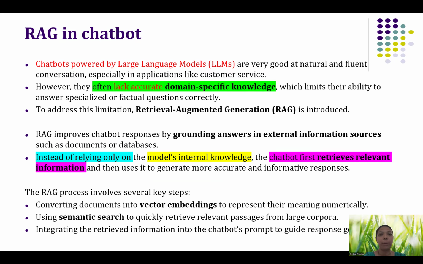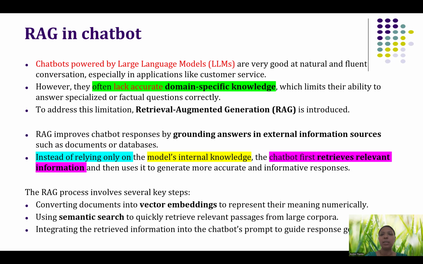A chatbot powered by an LLM is very good at natural language, but it will mostly lack domain specific knowledge. So only integrating an LLM with a chatbot may not always be fruitful, because it may not give a factual answer. It gives some answer, but it may not be actually factual, or a specialized answer may not be given. To avoid this limitation, we are going to integrate RAG.